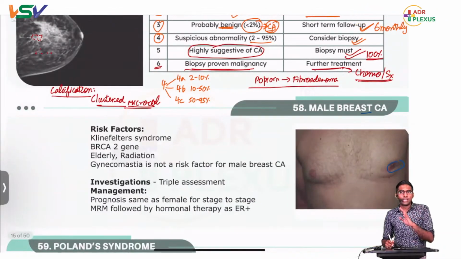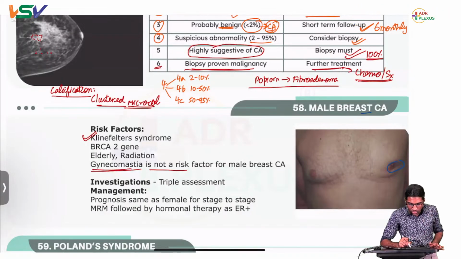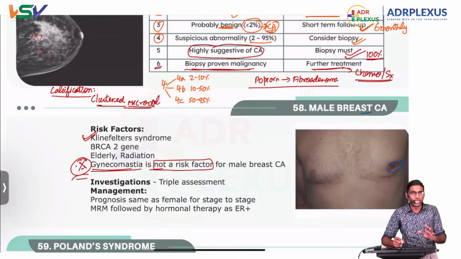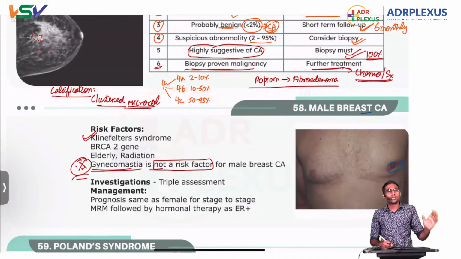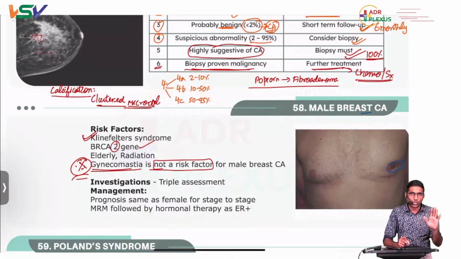Then male breast cancer. Only these points can be asked in the exam. I have put it down here. One is Klinefelter syndrome. The point you should take home, remember, is gynecomastia is not a risk factor. This is the important point you should never forget out of this entire box. Gynecomastia is not a risk factor for breast cancer. So BRCA2, not BRCA1.